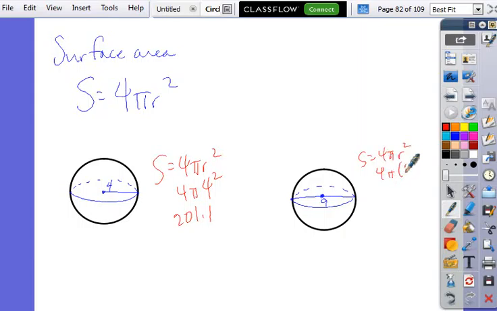4.5 squared. Where does that 4.5 come from? Half of 9. I got to do 9 divided by 2 to give me the radius. And that one was 254.5.